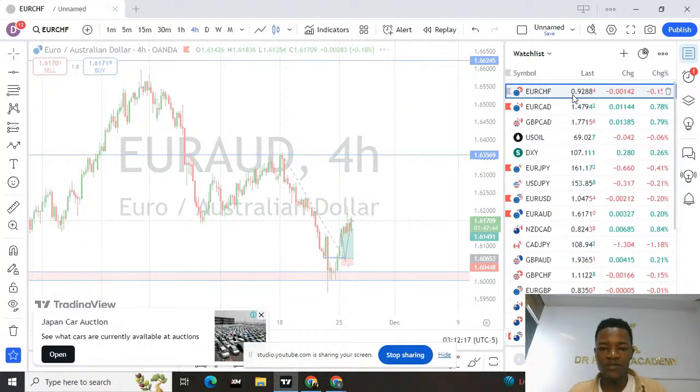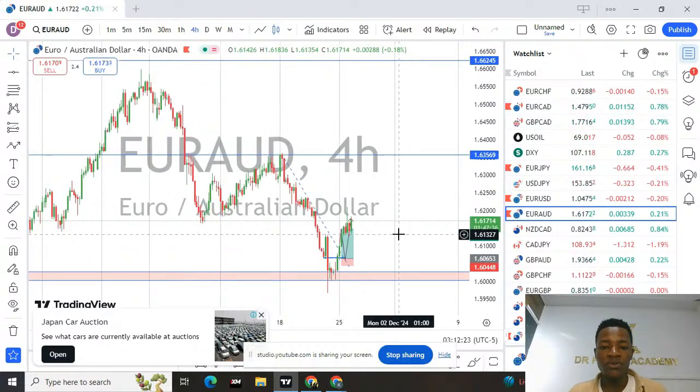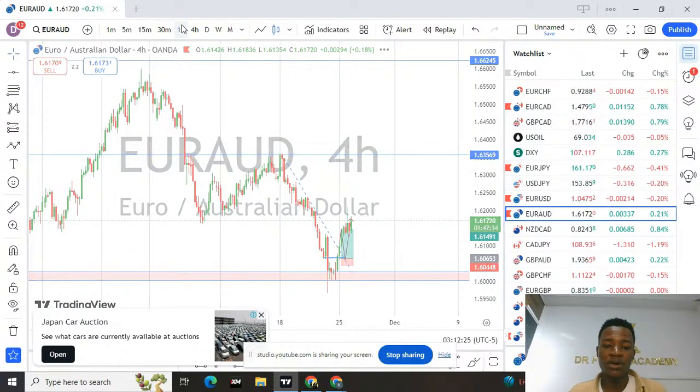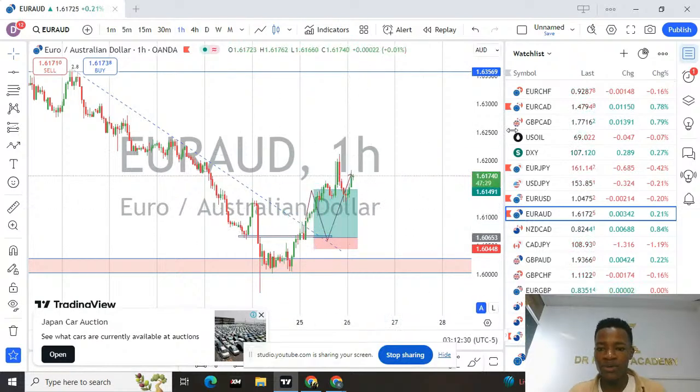Okay, on Euro CHF we didn't have any view, so I'll go directly to the pairs I want to check. So we had Euro AUD. On the Euro AUD we were looking for the market to come back again to the order block on 1 hour. The market unfortunately didn't come back to this area. Okay, we'll come back again.